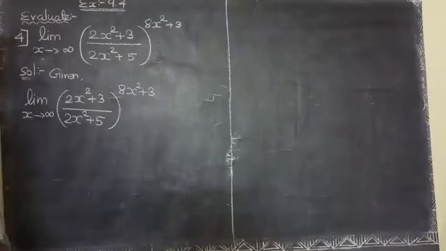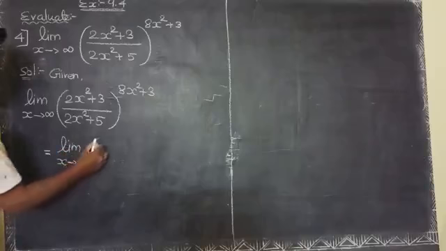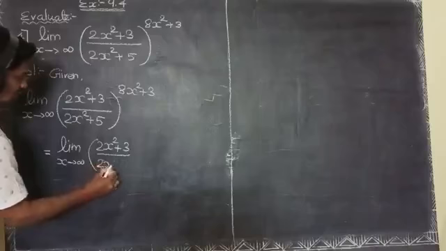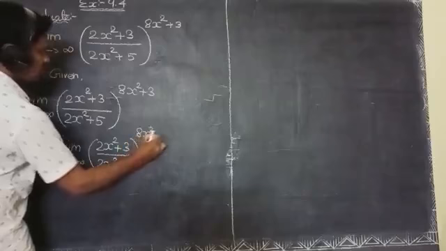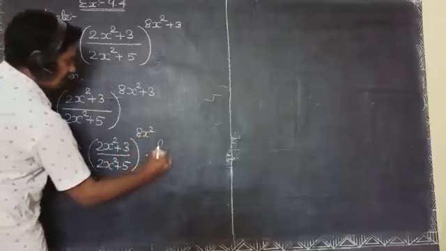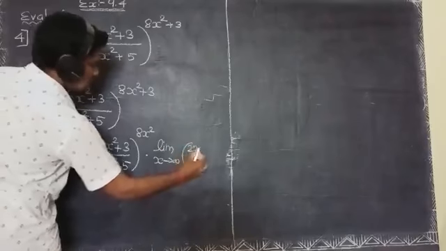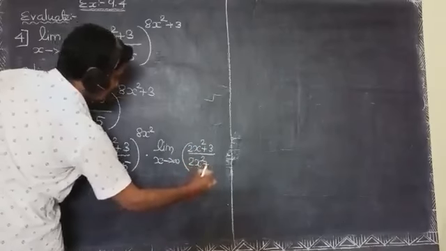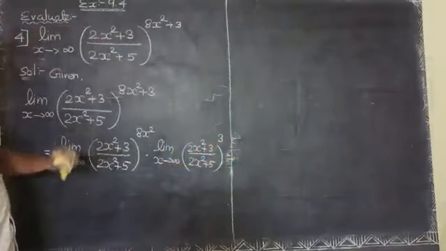Which can be written as limit x approaches infinity, (2x square plus 3 divided by 2x square plus 5) whole power 8x square, into limit x approaches infinity, (2x square plus 3 divided by 2x square plus 5) whole power 3.